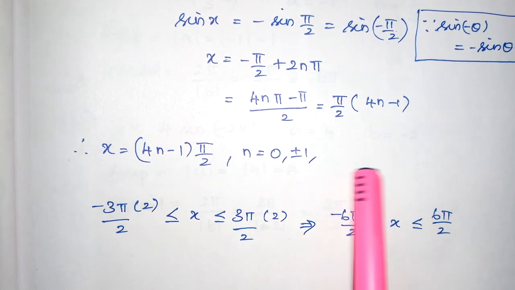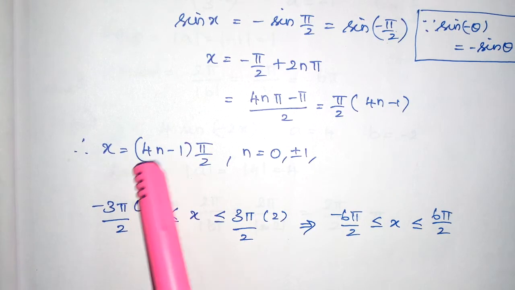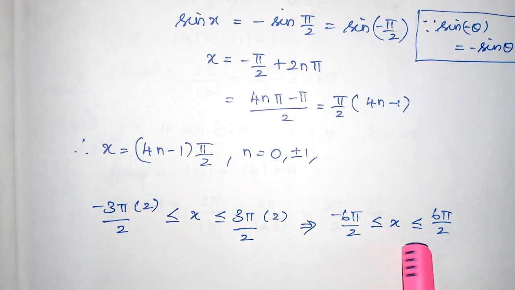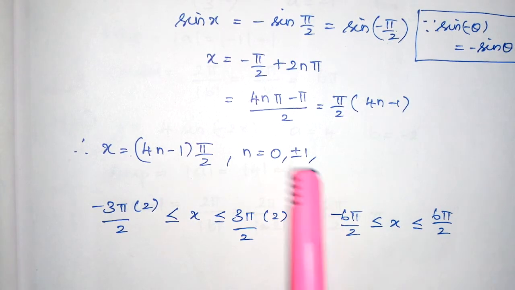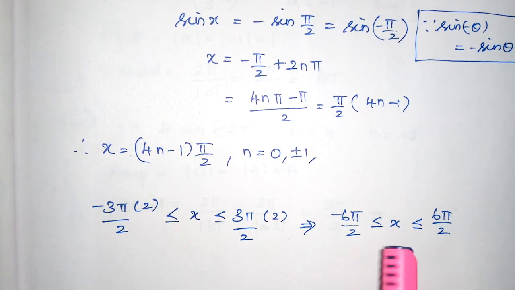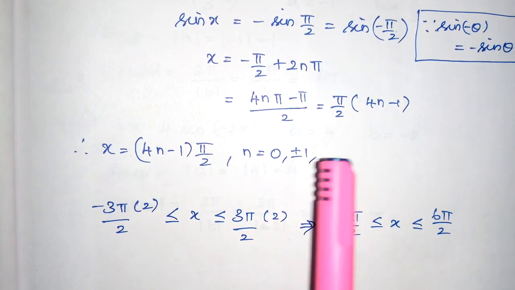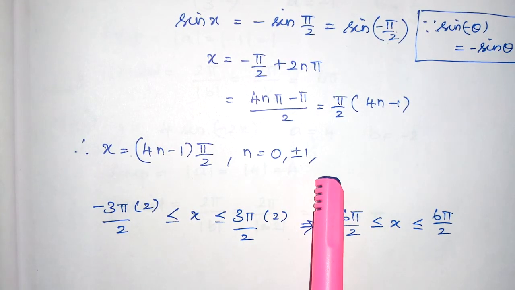Then suppose if I substitute 2, 4 into 2 is 8. 8 minus 1 is 7 pi by 2. It is not inside the interval. Similarly, if I substitute minus 2, it also does not belong to this interval. So I can take the n value 0, 1 and minus 1. That's all. Thank you.